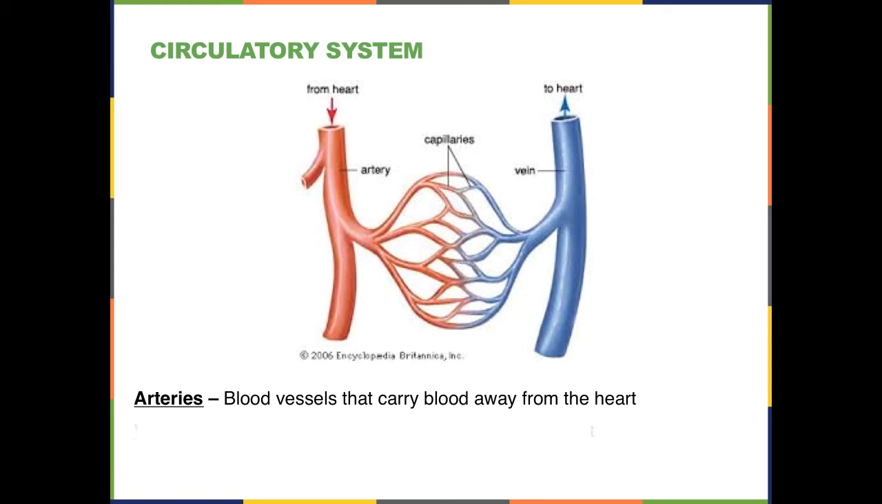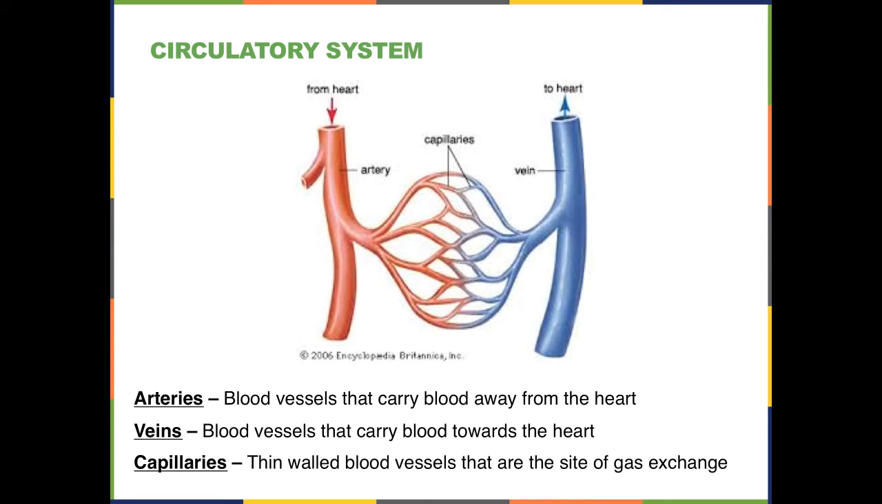The vein is defined as any blood vessel that carries blood to the heart. Now, this can be a deoxygenated blood, and that's the most common type that's shown. That's why it's shown as blue here, and the artery blood is shown as red here. But the pulmonary vein, for example, carries oxygenated blood to the heart.